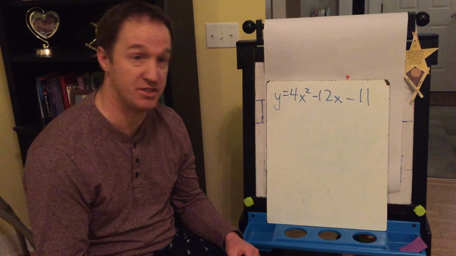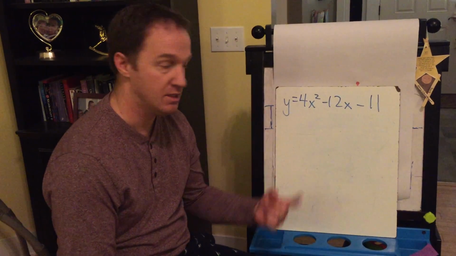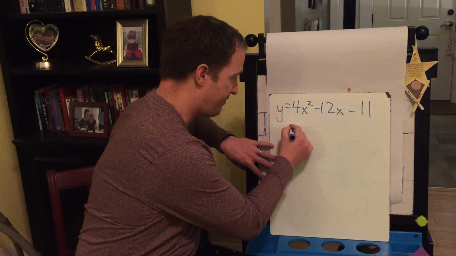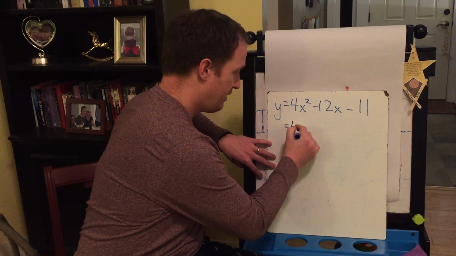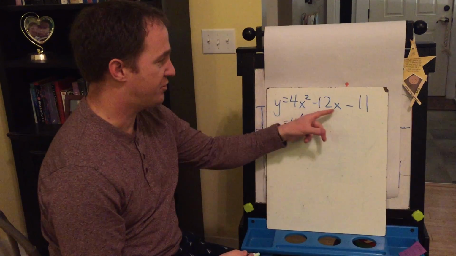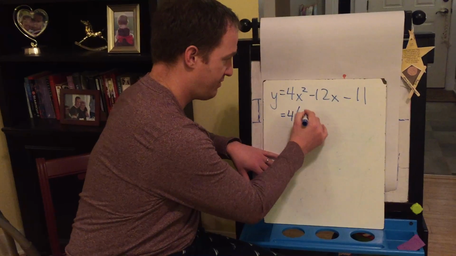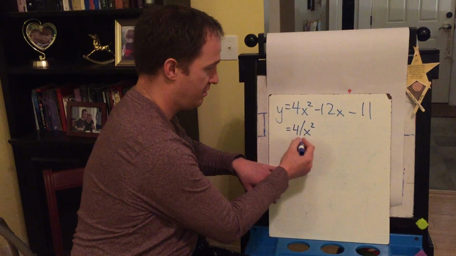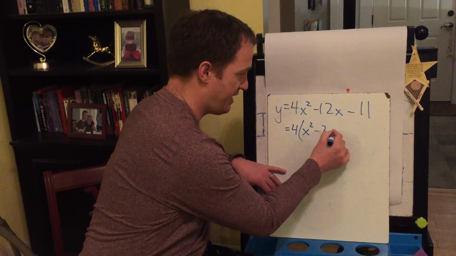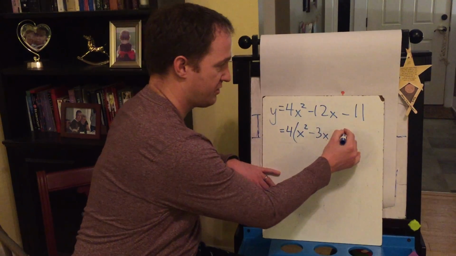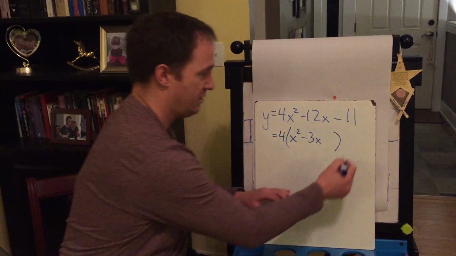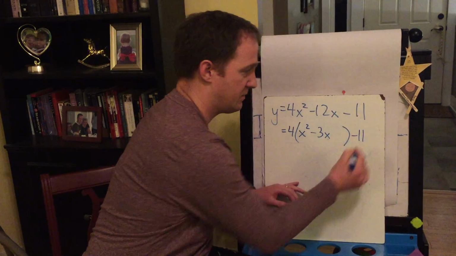Now, this one's a little different than the previous one because we got a 4 right here. But just like yesterday, you start by factoring out that 4. And you only factor it out from those first two terms. So 4 times x squared is 4x squared. And 4 times minus 3x is minus 12x. I'm going to leave a little space. We're going to put the minus 11 on the outside.